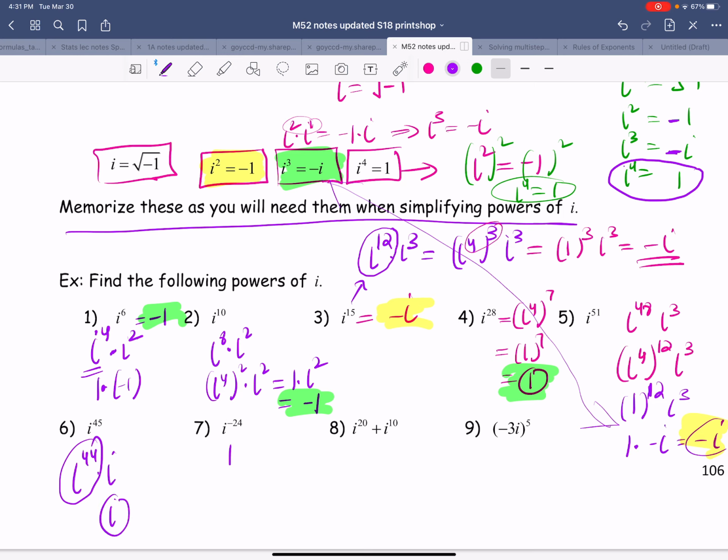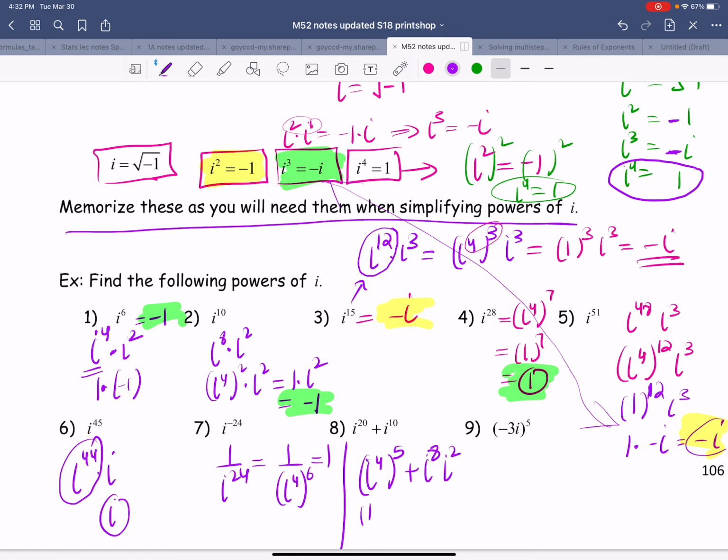i to the negative 24, the negative exponent means bring it to the bottom and make it positive. And this can be written as i to the 4 to the 6th power, which is just going to be 1. i to the 20th plus i to the 10th power. Let's think about that. i to the 20th is i to the 4 to the 5th power. And i to the 10th power, we can write it as i to the 8th times i squared.